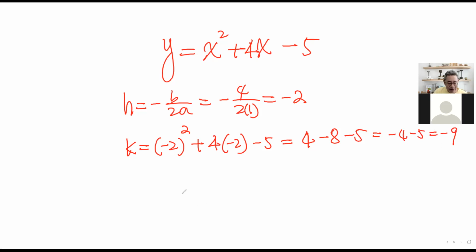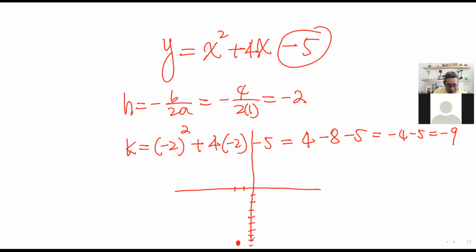So if I want to show where it is, we can see that it's at negative 2, negative 9. 1, 2, 3, 4, 5, 6, 7, 8, 9. We'll be done here. And we also know the y-intercept is negative 5, which is there. So 1, 2, 3, 4, 5.